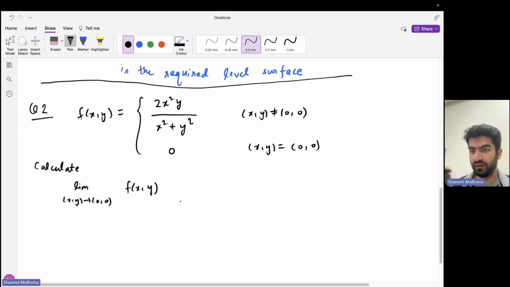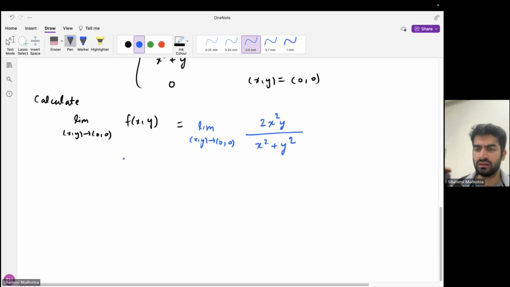First we need to see if it even exists or not. So this is the same as calculating the limit as (x, y) tends to (0, 0). Since we are taking the limit, the points are not equal to (0, 0), so this will be just the function at a non-zero point, which is 2x squared y divided by (x squared plus y squared).